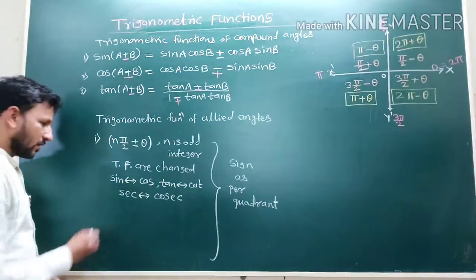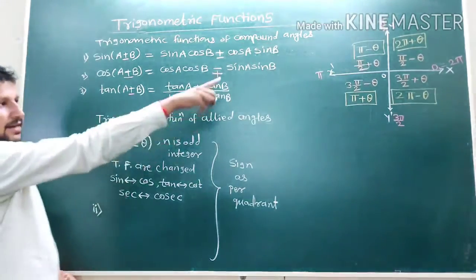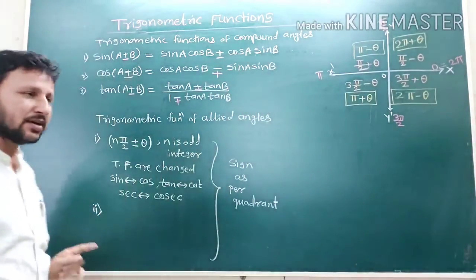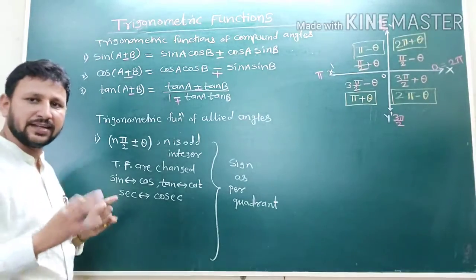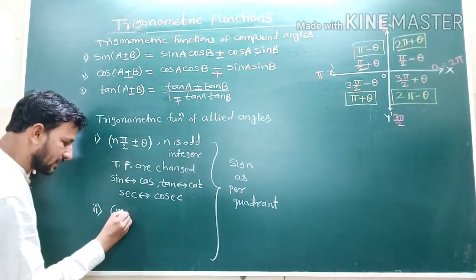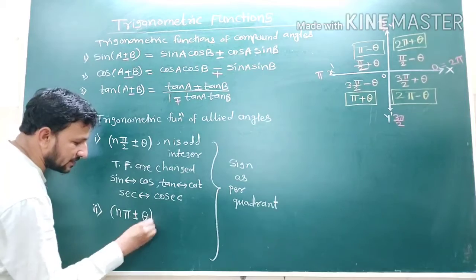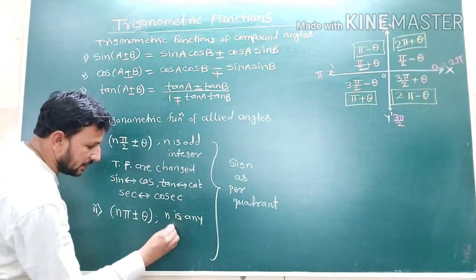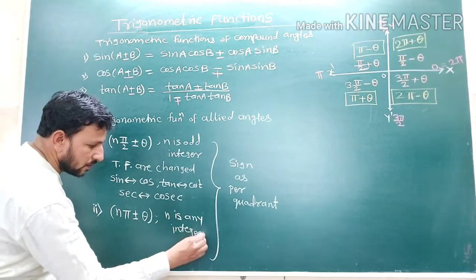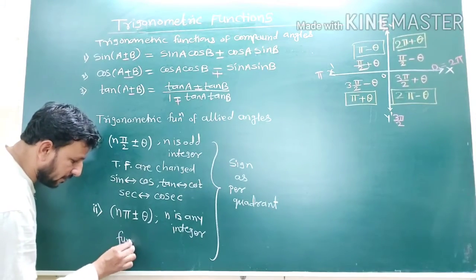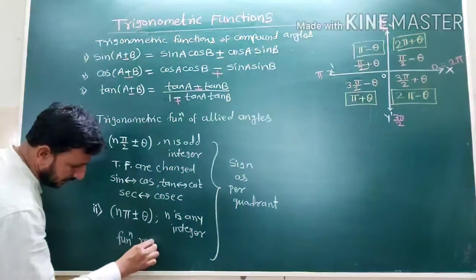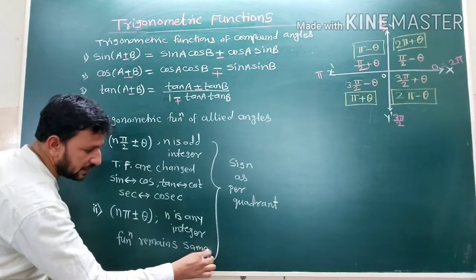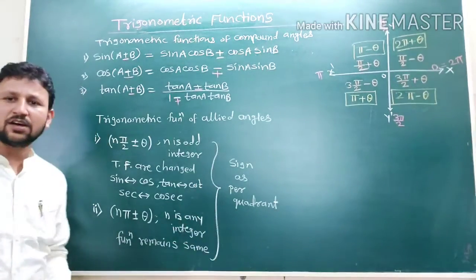Then the second type of angle is pi plus or minus theta, 2 pi plus or minus theta, and so on. Here it is not only an even or odd coefficient, it can be any number. So the second type is expressed as n pi plus or minus theta, where n is any integer. For this type, the functions remain the same, that is, unchanged, and the same condition applies for the sign as per the quadrant.